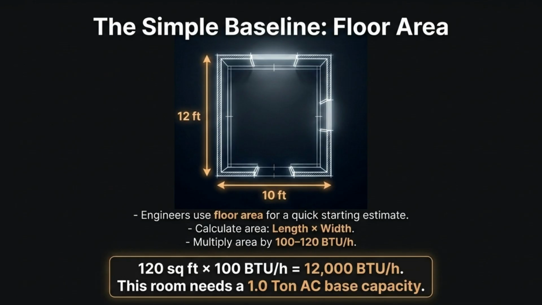Engineers often use floor area as a starting baseline. By calculating the area, length times width, and multiplying by 100 to 120 BTU per hour, you can estimate the base cooling capacity needed for a room.